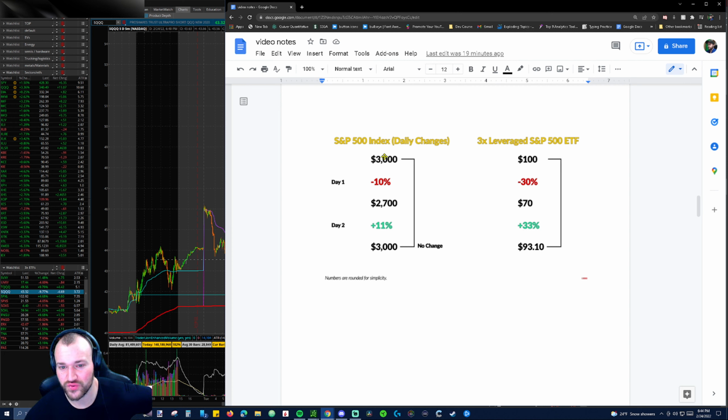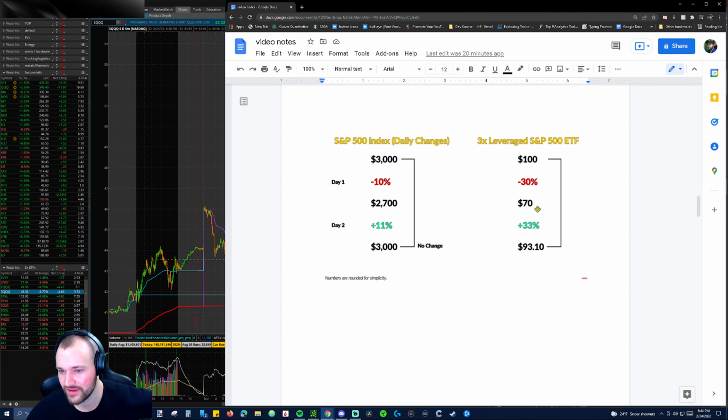you'll see here that if you have the S&P 500 index, let's say it's trading at 3,000, it goes down 10%, 2,700. Triple leveraged fund, which you're trading, and its parent is the S&P 500. So if it's triple leveraged and this goes down 10%, this goes down 30%. Well, then to get this back to even, this needs to go up 11% to get back to 3,000. It's actually like 11.1 or something like that, but just in round numbers.